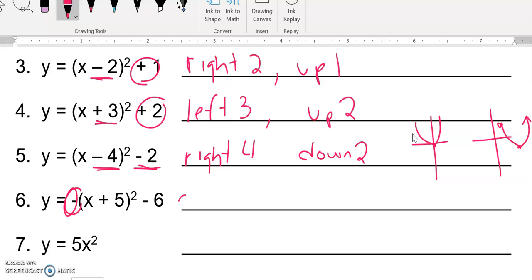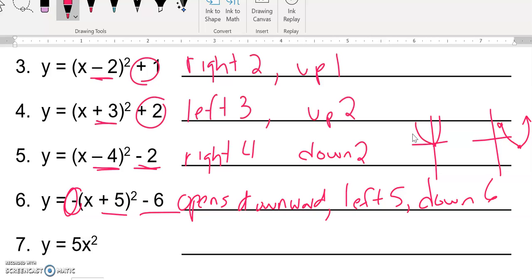Pay attention to this. So this is opens downward. This is left 5. This is down 6. This is wide or narrow. Larger than 1 is narrow, or you could say stretches. Either one of those is an acceptable terminology.